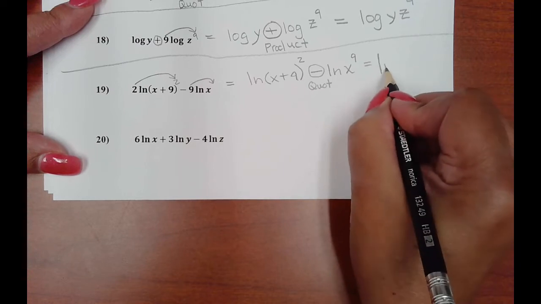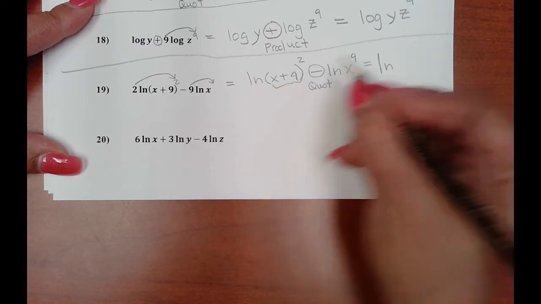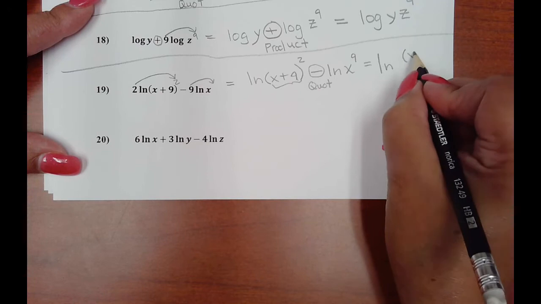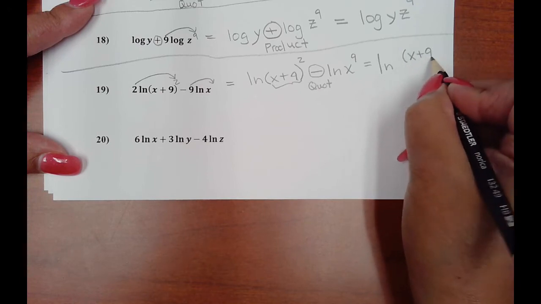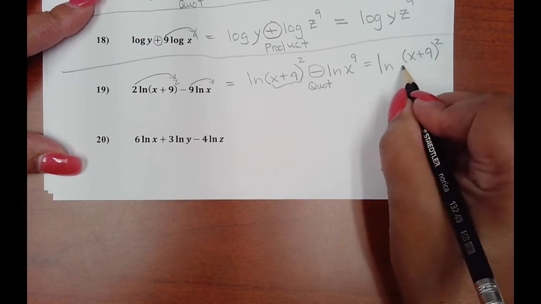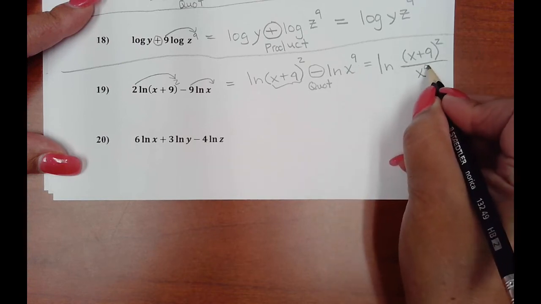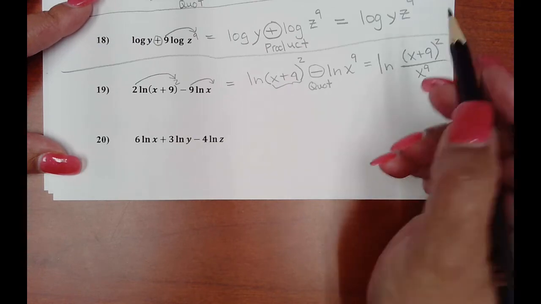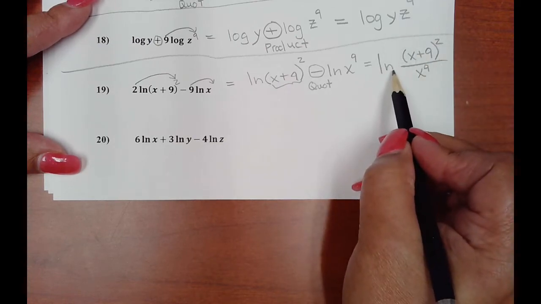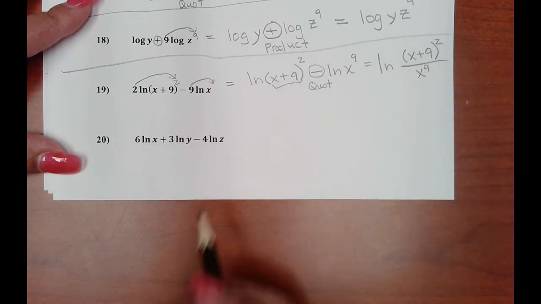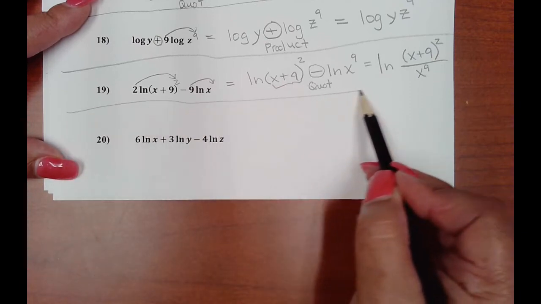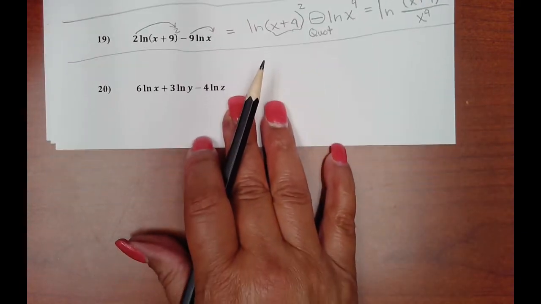Okay, so as a single log, this would play the role of the numerator. And this would play the role of the denominator. And that's it. You don't need to put a base there. When nothing's there, ln, we know the base is e. Okay, moving to number 20.